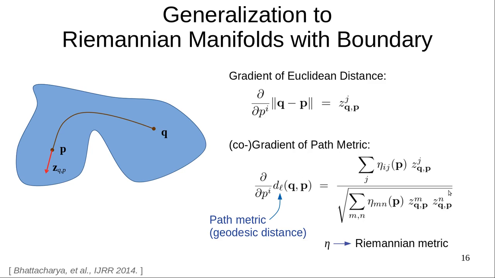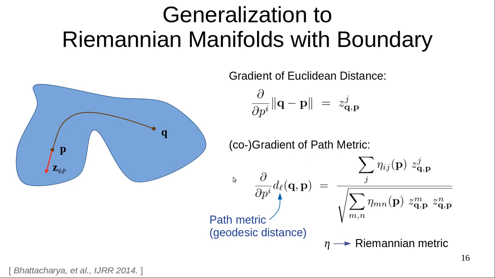So that's the numerator. The denominator is just a scaling factor. It's just normalizing it, so we need a unit vector. The gradient of the path metric happens to be a unit vector, so this is just making it a unit vector. That's it.